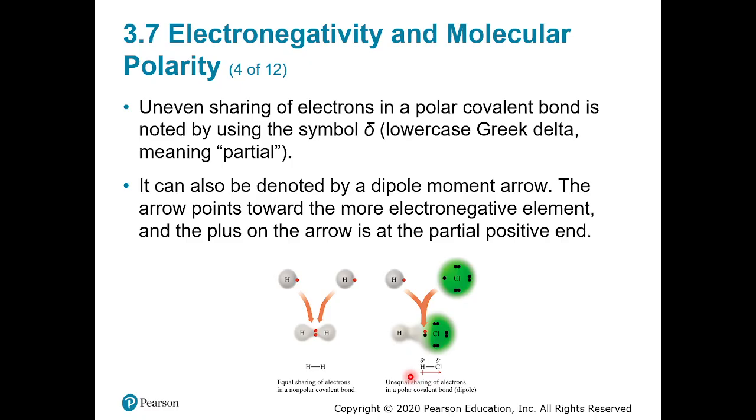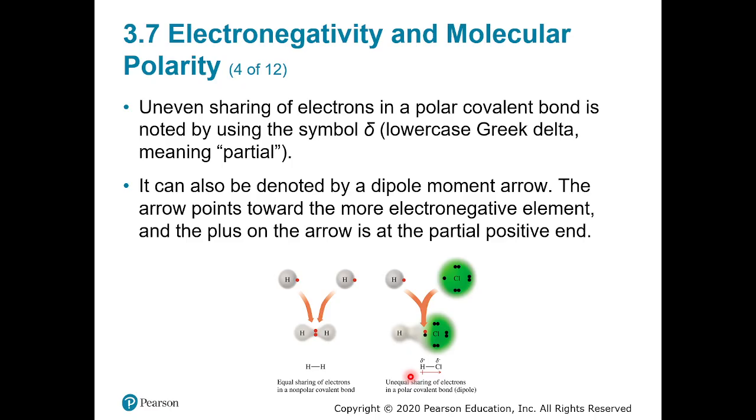Capital delta is used when you have whole number changes, whole unit changes. And then small delta is used when you have partial changes. And so what we're seeing is a partial charge difference, right? Partially negative, partially positive. But not whole electron numbers, which would be ionic bonds, right? Okay. Is that making sense?